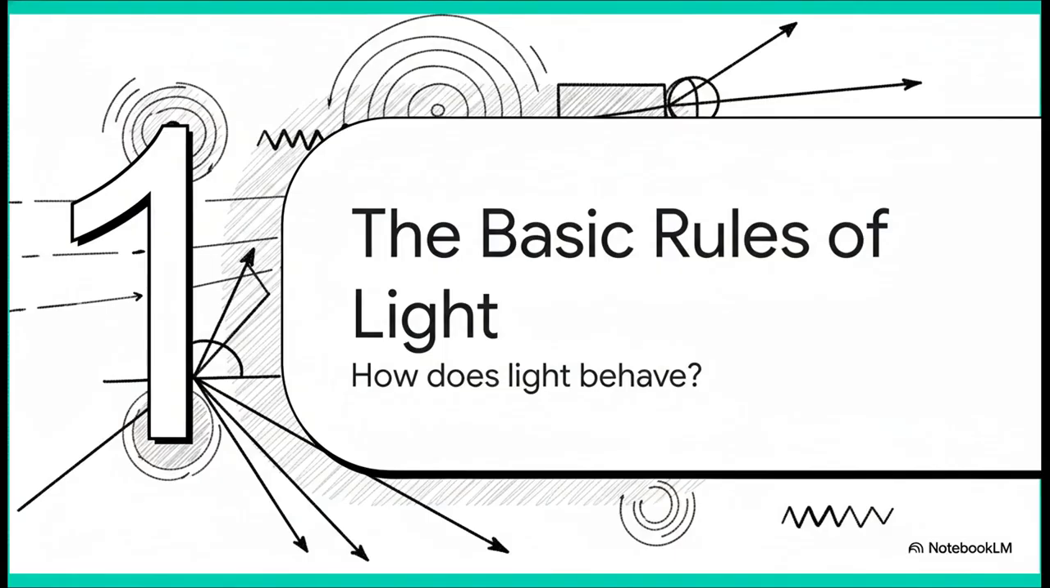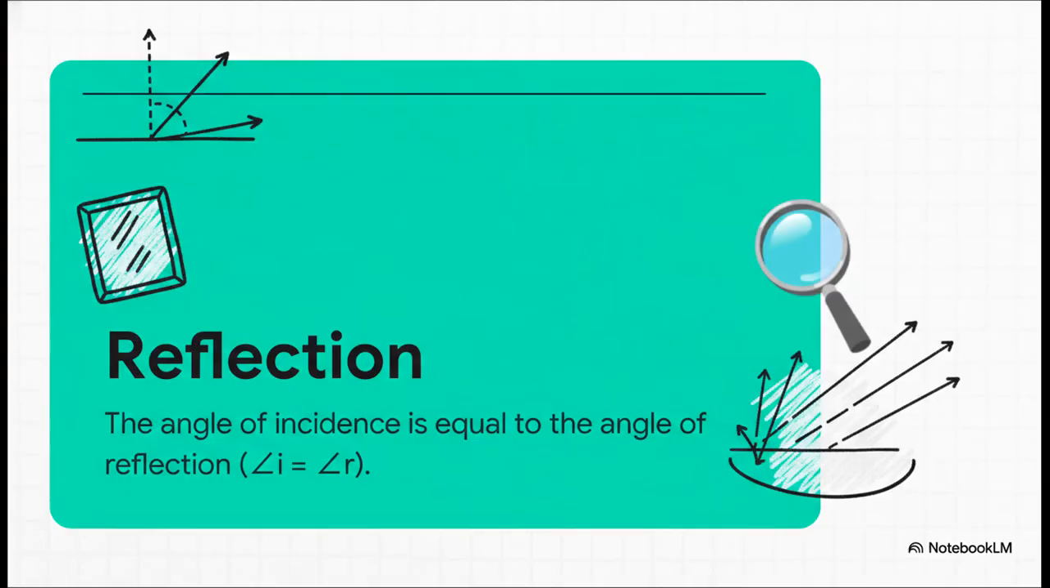Everything in optics, and I mean everything, boils down to two incredibly simple rules that tell us what happens when a ray of light hits any surface. If you get these two, you've got the foundation for everything else we're going to talk about. First up, we've got reflection. Like what happens with a mirror.